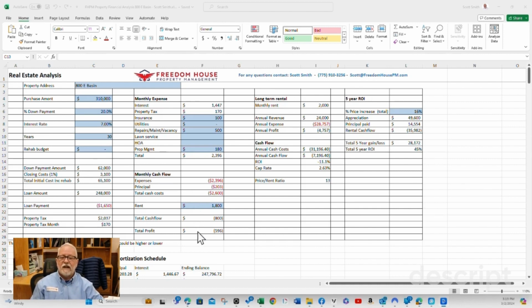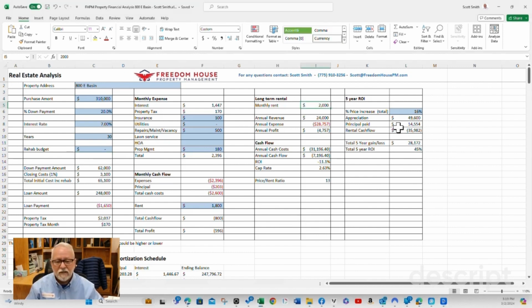Negative $596 a month. So right off the bat, if you're the kind of investor that's looking for a profit each month, then this property is probably not for you unless you're going to put more of a down payment or play with the numbers another way. However, let's keep going with the numbers here. Monthly rent is $1,800. So annual revenue, $21,600 minus expenses of $28,000 equals an annual profit of negative $7,157.